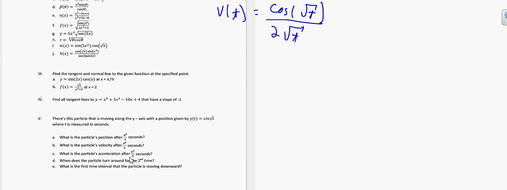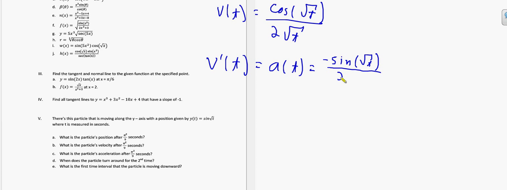Now we want the acceleration at this time. Acceleration, this is so simple, is the derivative of velocity. But now we got to do the quotient rule. The quotient rule says, derive the top, which is negative sine root t times the derivative of what's inside, which is 1 over 2 root t, I'm just going to make it a little fraction, times the bottom, which is root t.